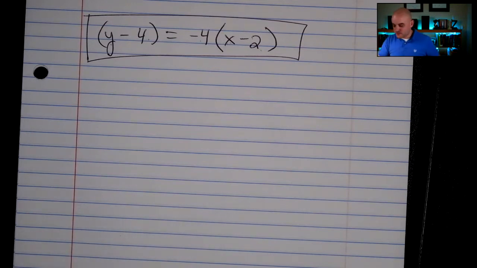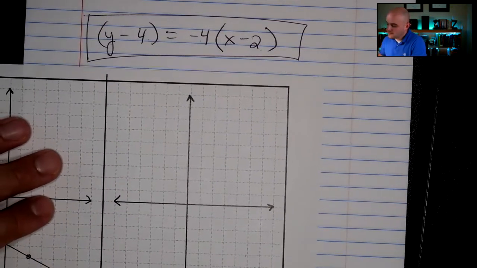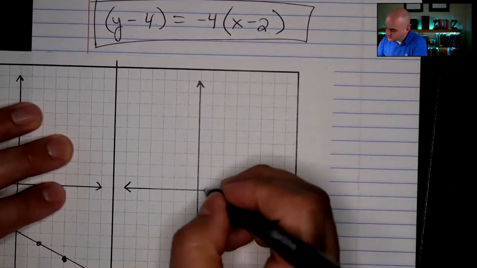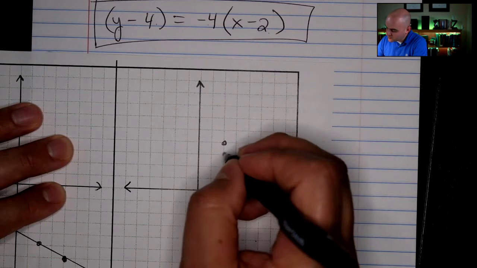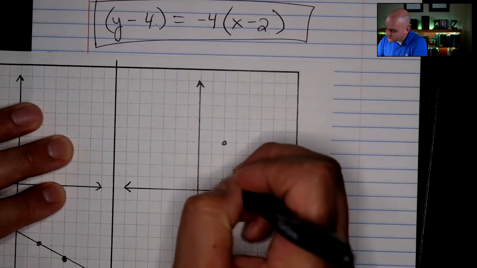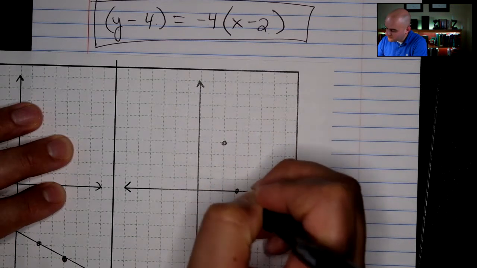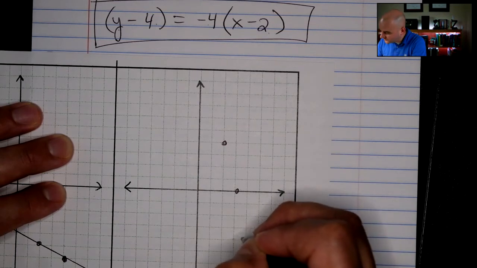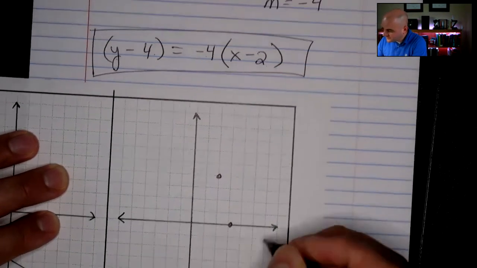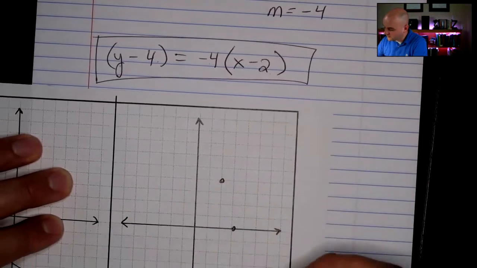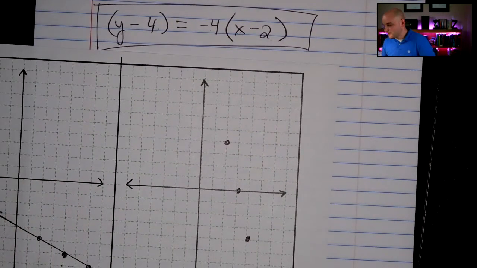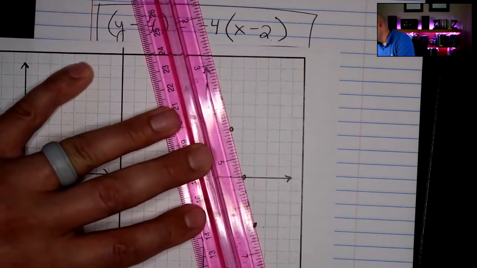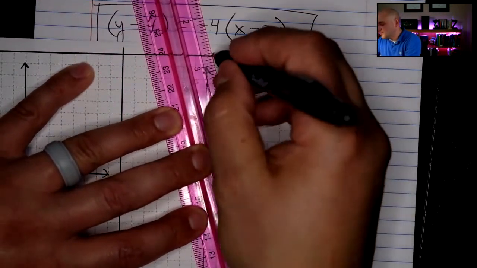So to graph it, let me plot that point 2, 4. And the slope is -4, so I'm going to go down 4. That's 3, 4 over 1. Down 4 over 1. It should go through the other point 4, -4, and we see that it does right there. It's just a nice kind of double check. And I'm going to line it up and graph my line.